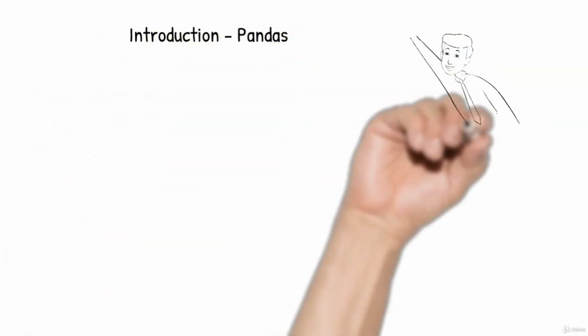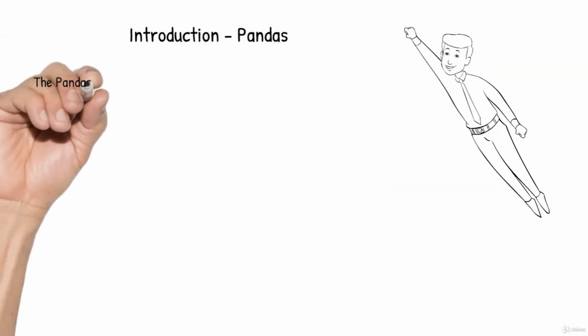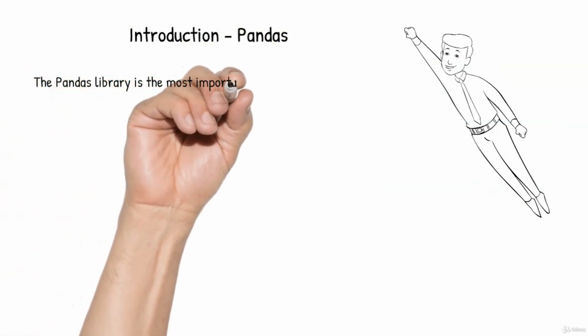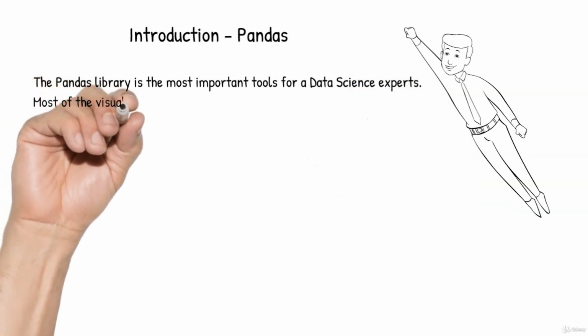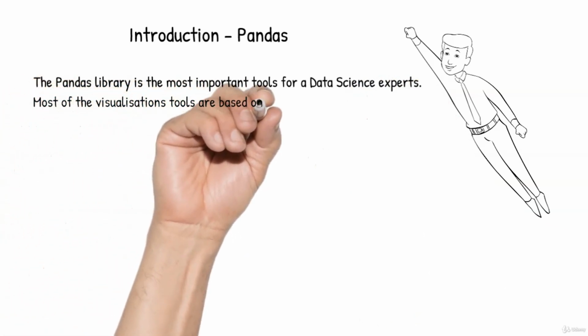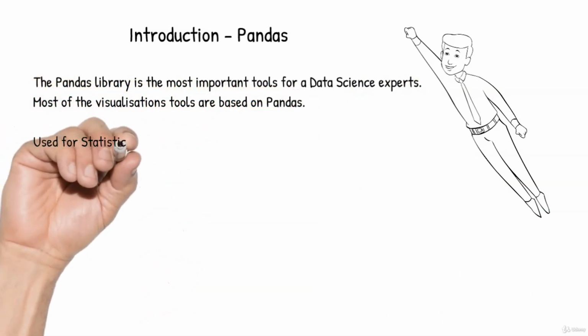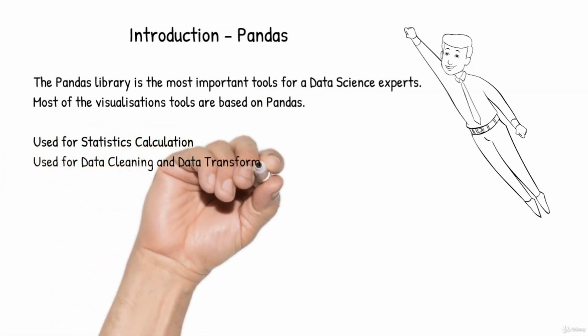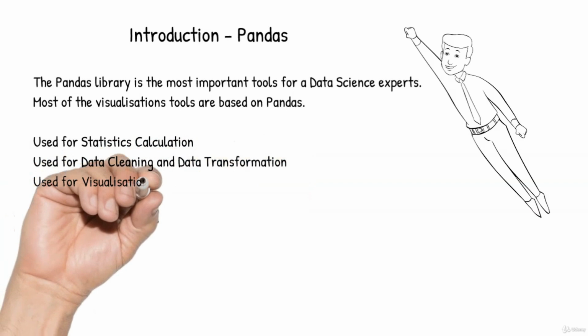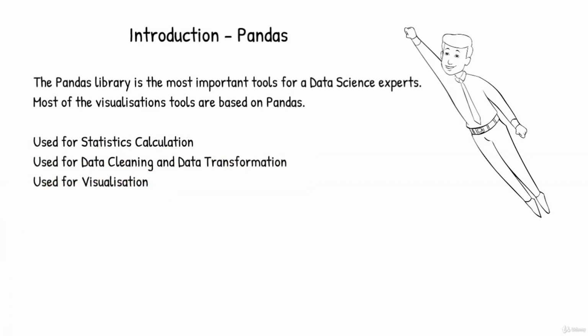Let us start another session, which is on the pandas library. The pandas library is the most important tool for any data science expert to have. Most of the visualization tools that you might be aware of, like Tableau, QlikSense or QlikView, have the pandas library as their backbone. Pandas is used for statistical calculation.